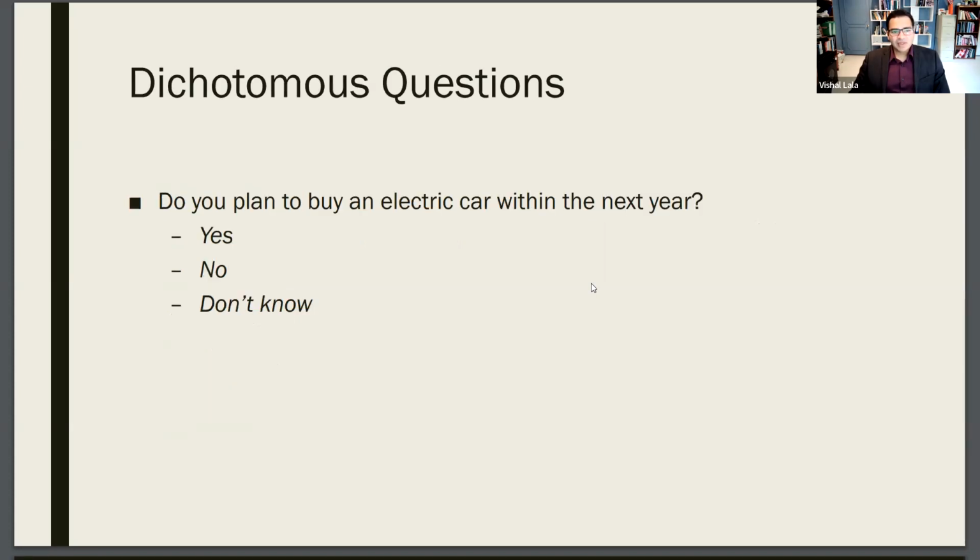Here's a dichotomous question example. Do you plan to buy an electric car within the next year? Yes, no, don't know.